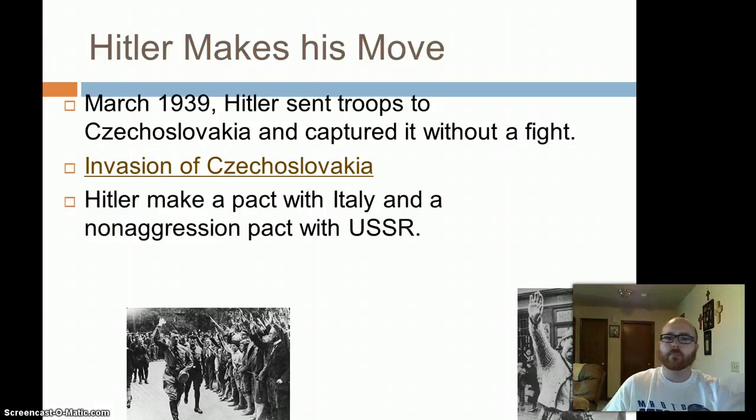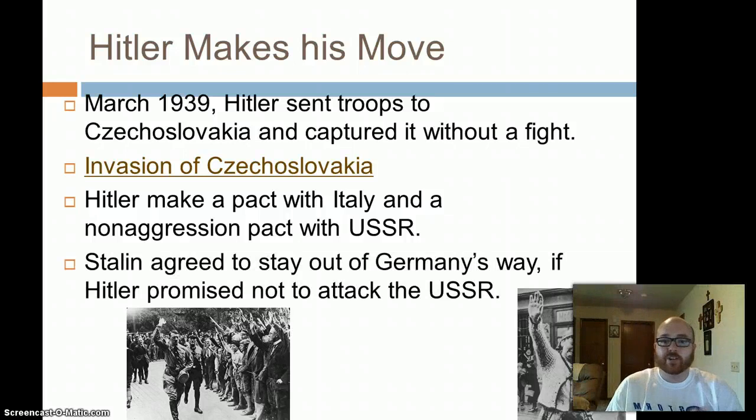All right? So Hitler made a pact with Italy and a non-aggression pact with the USSR. And so things are just piling up. Stalin agreed to stay out of Germany's way if Hitler promised not to attack the USSR. Which in turn gave Hitler a one-front war. All right? And then when that's done, he's going to go invade the USSR anyways.